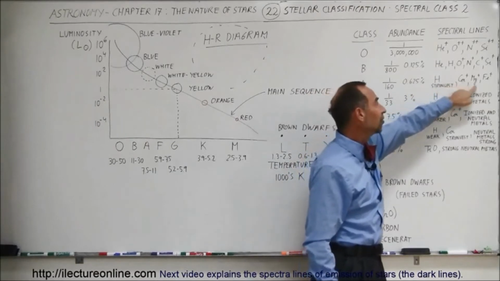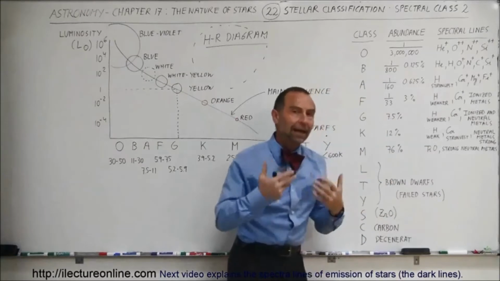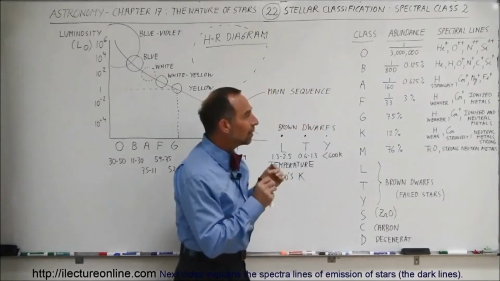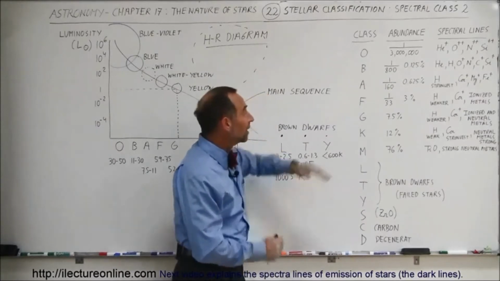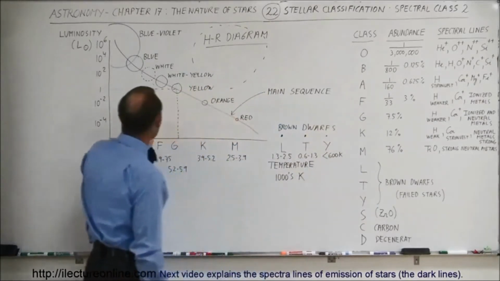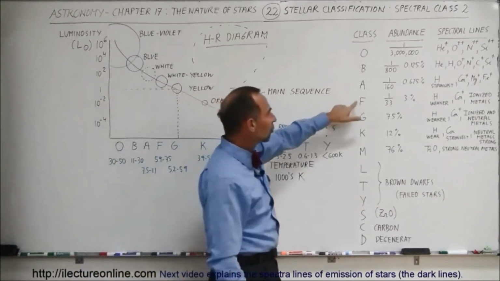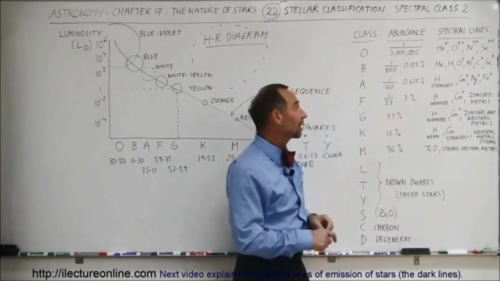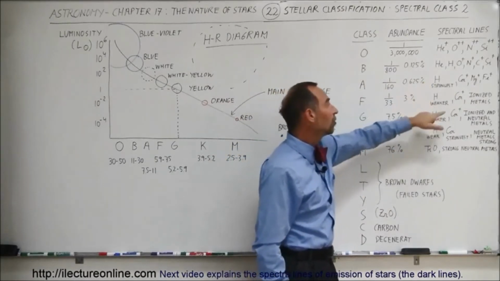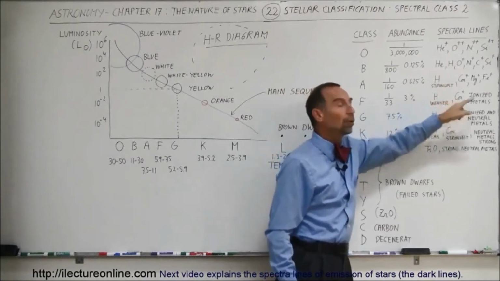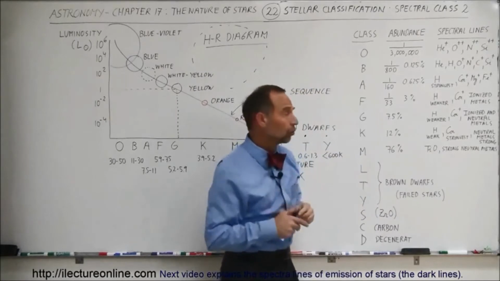We also have ionized calcium, ionized magnesium, and ionized iron. So when we see those elements ionized like that in the spectrum of the stars, we can then say those are A-class stars. The F-class stars, which are the kind of whitish, yellowish stars, a little bit bigger and hotter than the sun, the abundance of those stars is about 3% of all stars. The hydrogen lines are somewhat weaker than they are in the A-class stars. We still have ionized calcium, but we also begin to see ionized metals within the spectral lines of those stars.